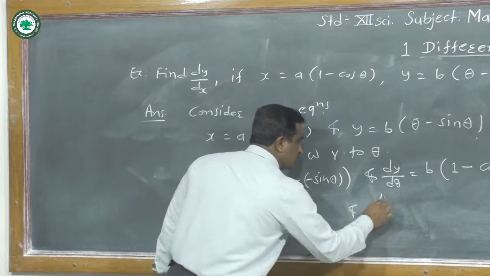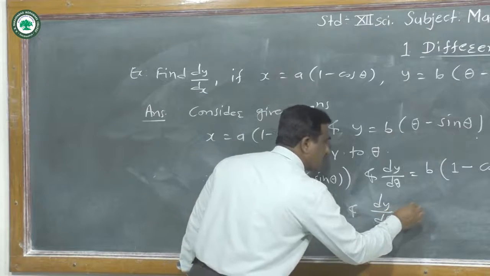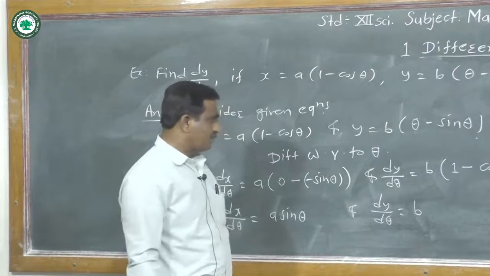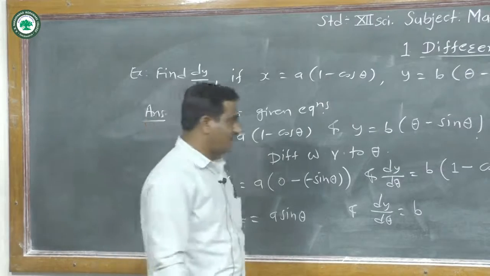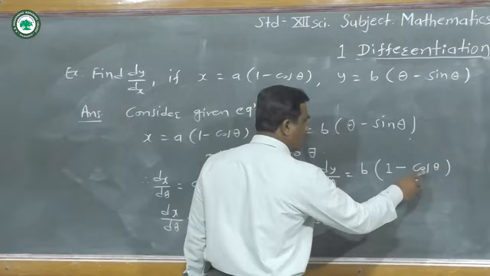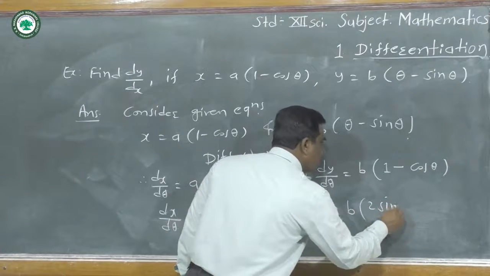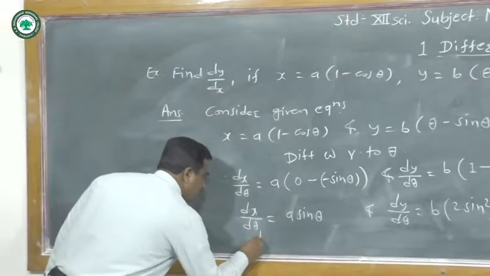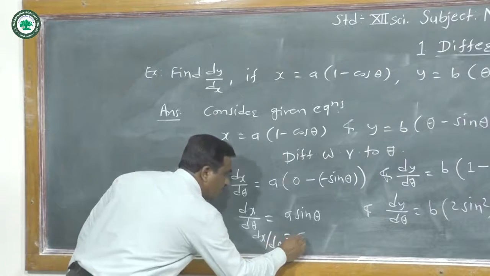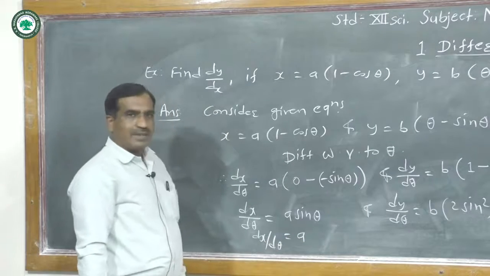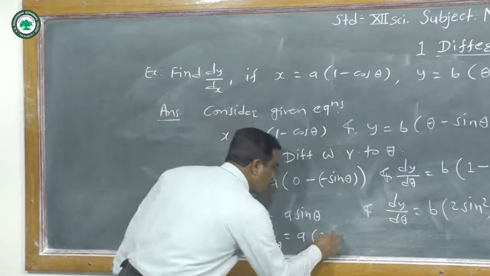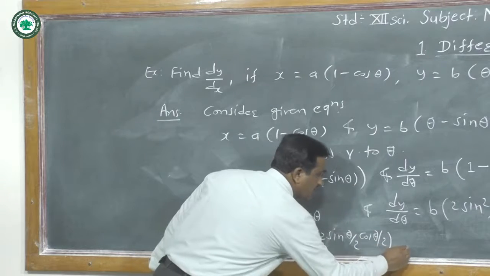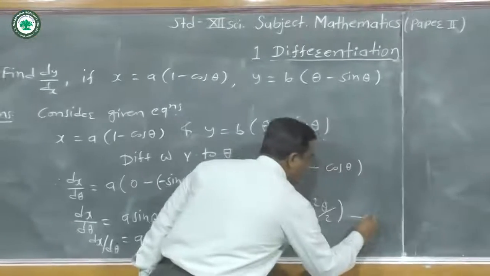And dy by d theta is equal to b into, now value of 1 minus cos theta is 2 sin square theta by 2. There is a formula 1 minus cos theta is equal to 2 sin square theta by 2. And here also dx by d theta equal to a into, we can write value of sin theta is 2 sin theta by 2 into cos theta by 2. Say this as equation number first and this as equation number second.